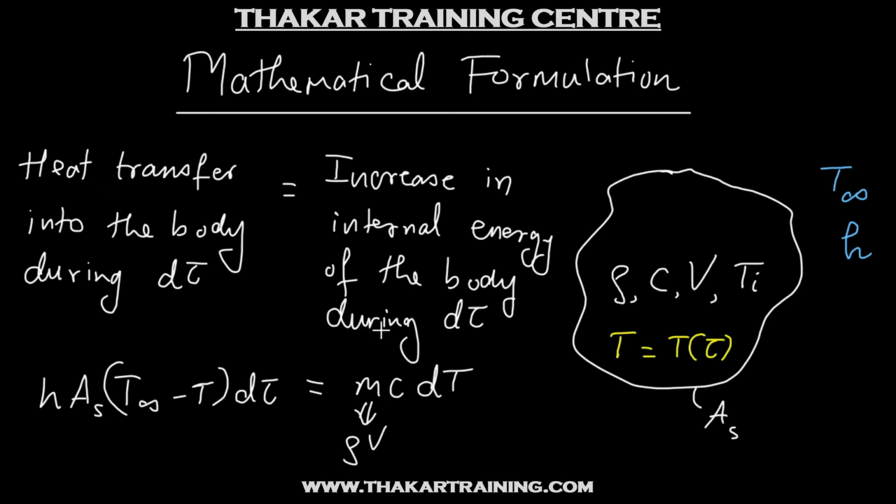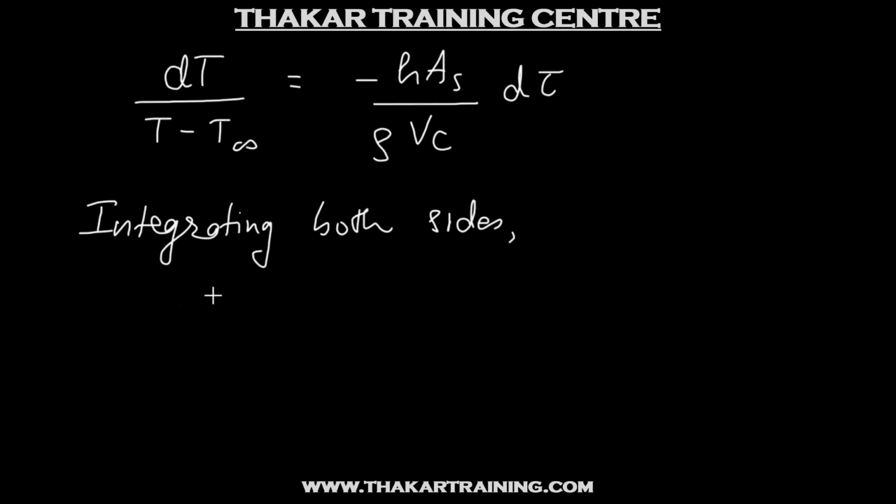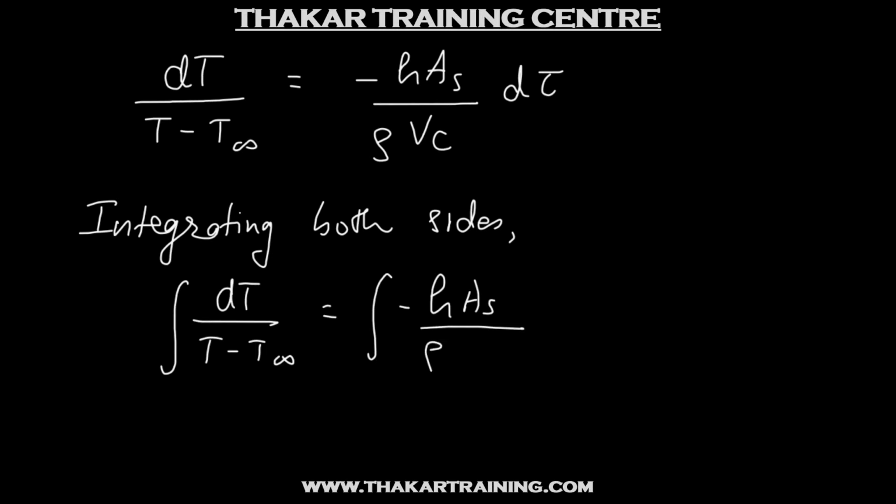So what we'll now do is write temperature and time terms on different sides. Now integrating both sides, we'll have the integral of dT by (T minus T infinity) equal to the integral of minus h As by rho V c d tau. Now looking at the limits of this integral, when time tau is 0, we have the body at its initial temperature Ti. At any time instant tau, its temperature is T. So these are the limits of integration.